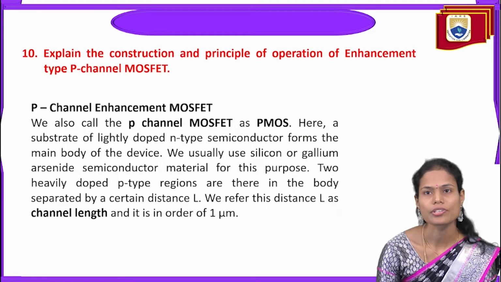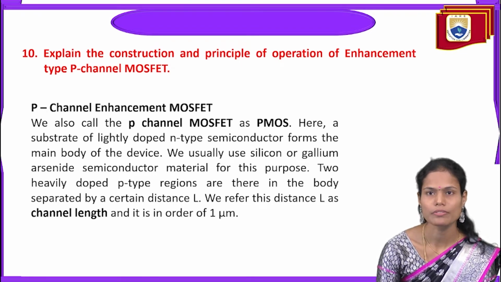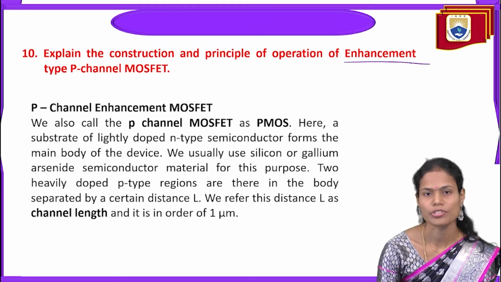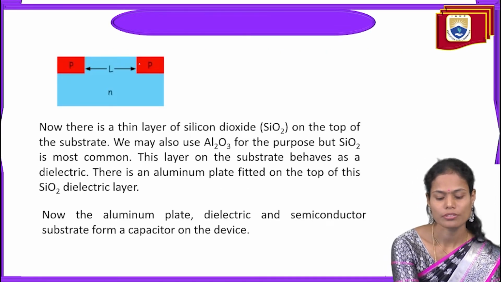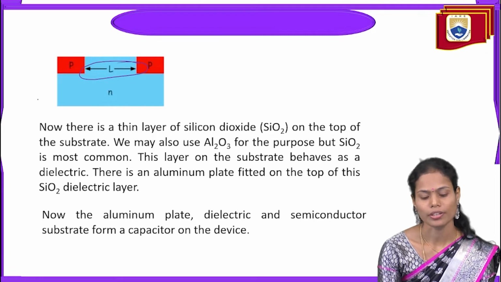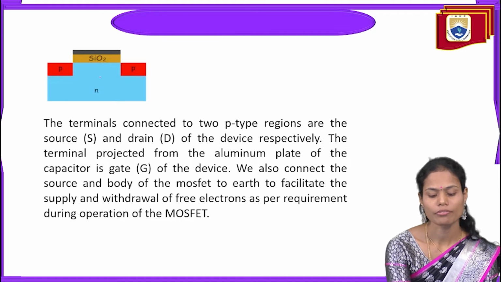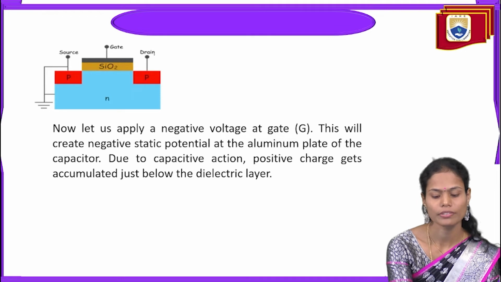Next, explain the construction and principle of operation of the enhancement type P-channel MOSFET. This one is similar to the previous question. They asked for the N-channel MOSFET before, but here it is the P-channel MOSFET, and it is in the enhancement mode instead of depletion mode. The basic difference is that no physical channel exists in the case of enhancement MOSFET, so we are not showing any channel here. We take one substrate and insert two semiconductor regions, and after that we place the silicon dioxide layer and metal layer to form the gate, and then we attach all the terminals.